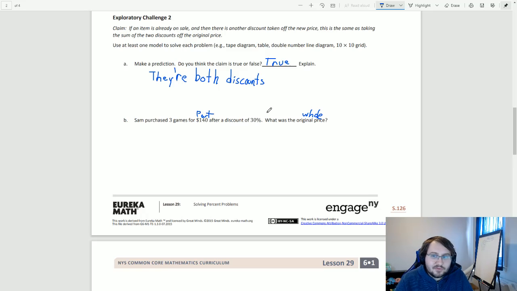After a discount of 30%, that means that's how much was off, and Sam paid 70%. So Sam paid 70% because 30% was off. Okay. So that means I'm going to have to take my 70 out of 100.